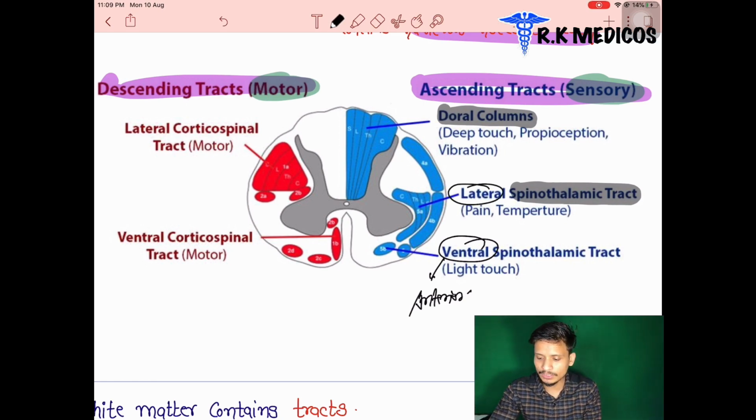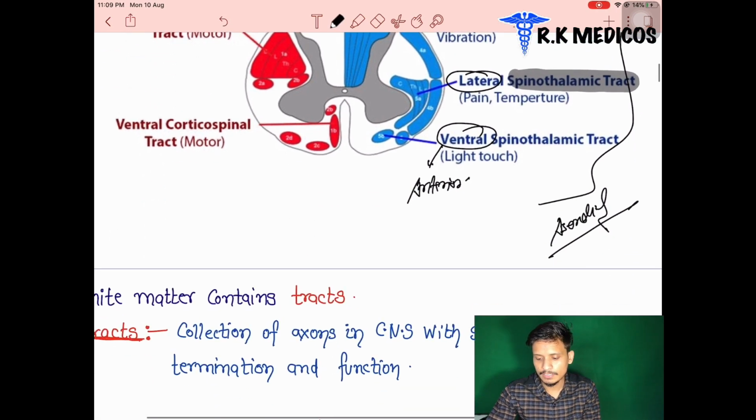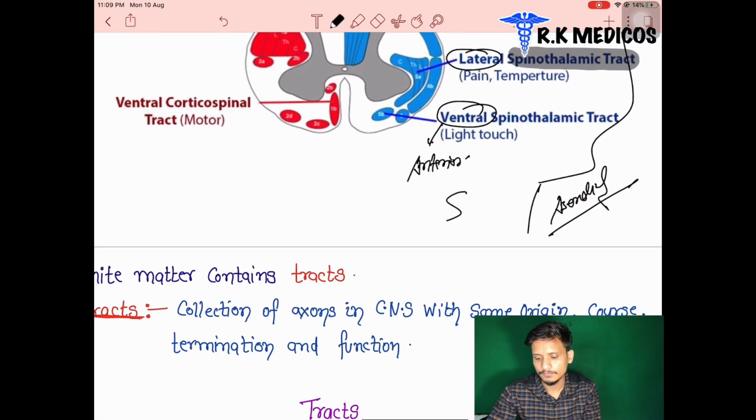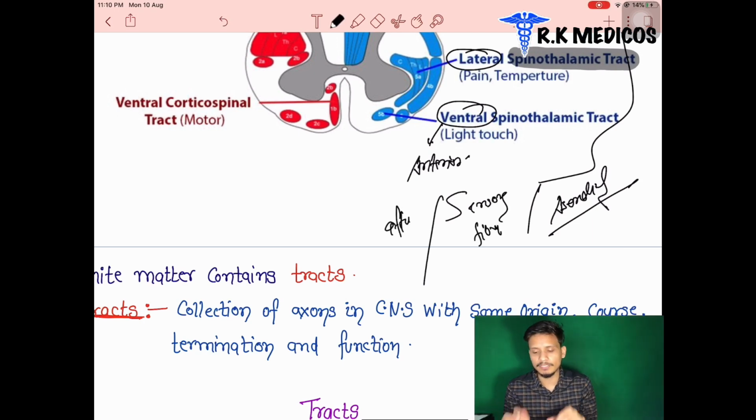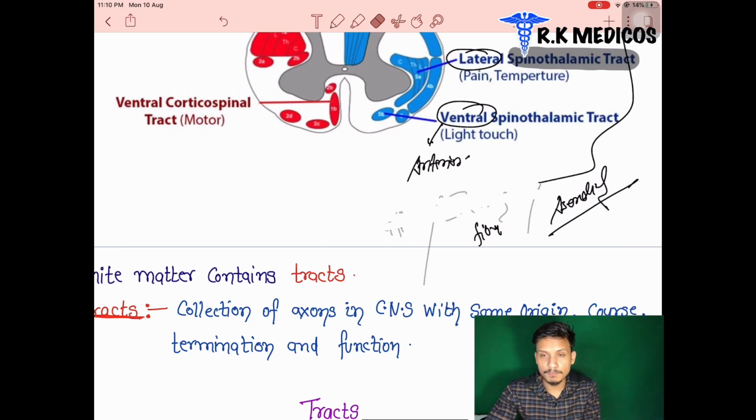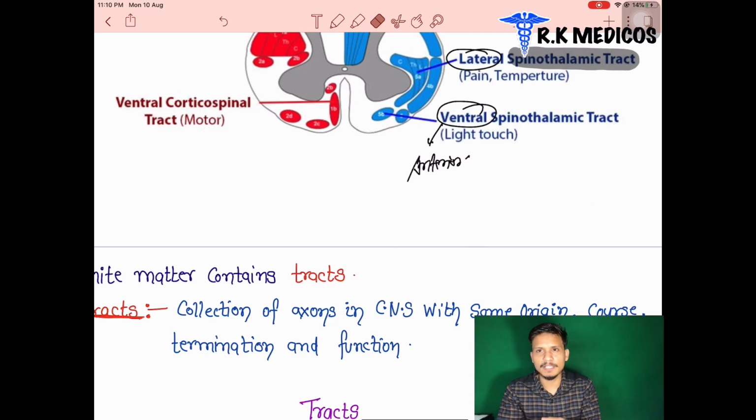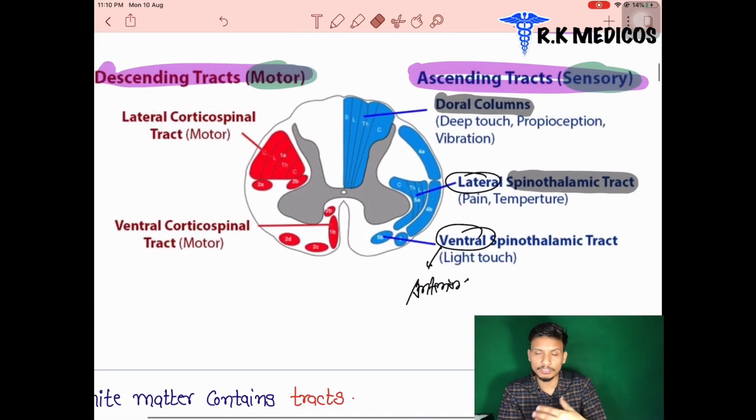So all these three tracts are called ascending tracts, or also sensory fibers. They carry sensory fibers. They are also called afferent fibers. They are going up, that's why they are afferent. So all these tracts: the dorsal column and the spinothalamic tract. The spinothalamic is basically of two types, the lateral and the ventral or anterior. They are the three tracts which are included inside the ascending tract.